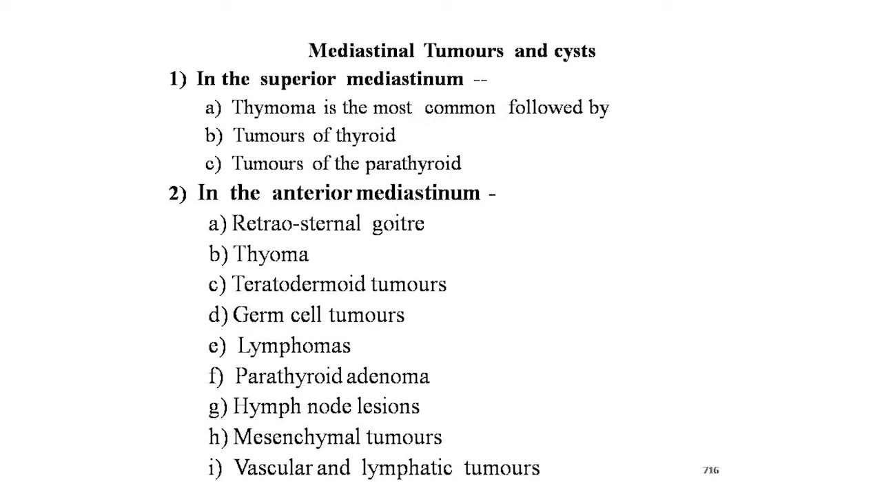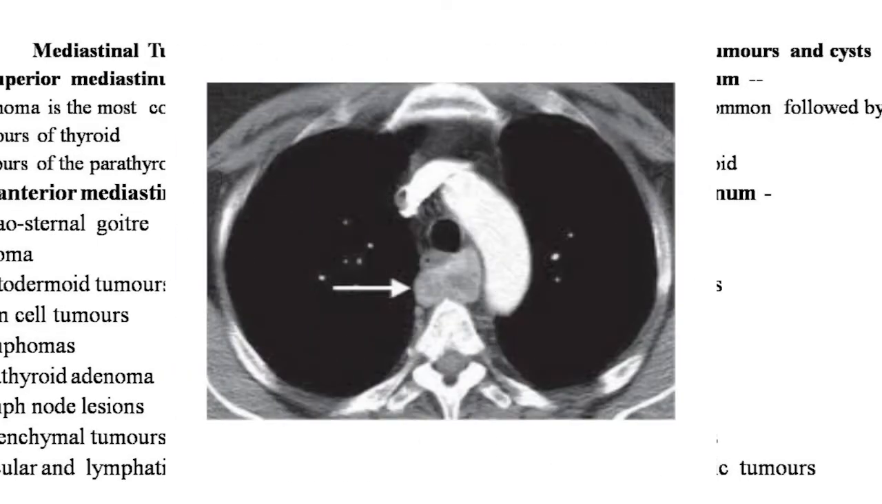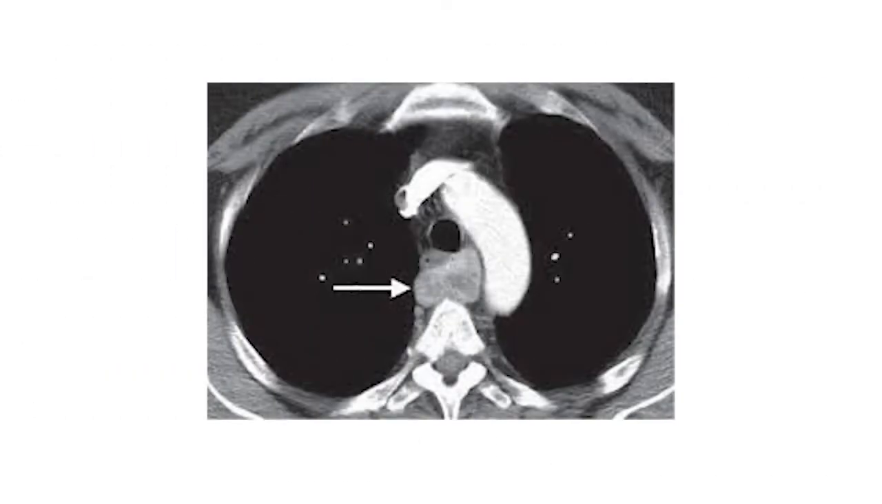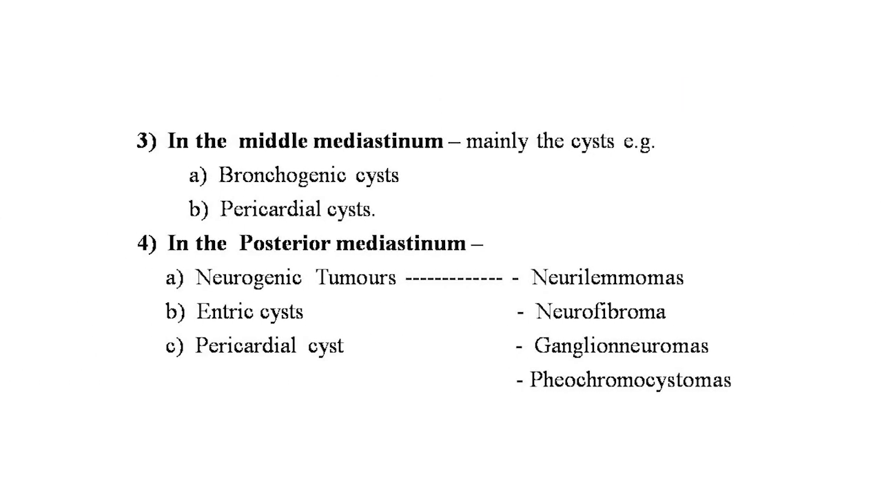Now the mediastinal tumors and cysts. The various tumors and cysts which are noticed in the mediastinum are as follows. In the superior mediastinum, thymoma is the most common, followed by tumors of the thyroid and tumors of the parathyroid. In the anterior mediastinum: retrosternal goitre, thymoma, teratodermoid tumors, germ cell tumors, lymphomas, parathyroid adenomas, lymph node lesions, mesenchymal tumors. Dear students, here is the CT image clearly showing the mediastinal mass. Next is the tumor of the mediastinum.